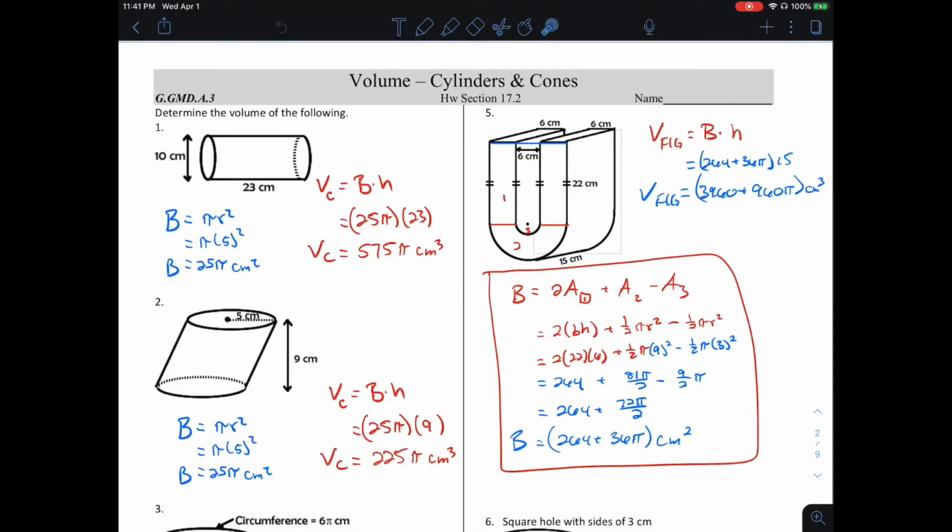So this is honors geometry, homework section 15.2, volume of cylinders and cones. I already have this written out for y'all.